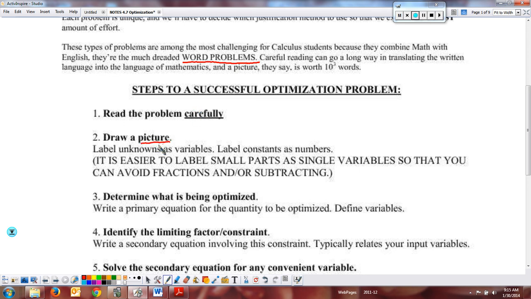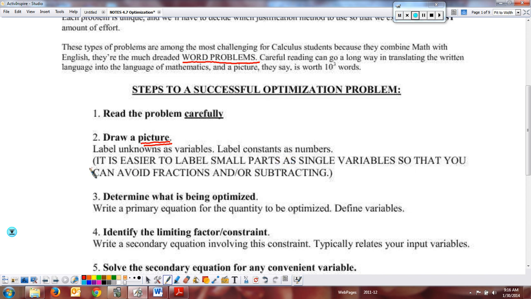Drawing a picture is always a good thing if you're trying to see what's going on, trying to find relationships, what your variables are going to be. So a picture is usually a good thing to start with. You read the problem, draw any pictures that show what's going on in the situation. You're going to label any variables. If you have any constants, you're going to label those, things that are going to be the same throughout the problem.